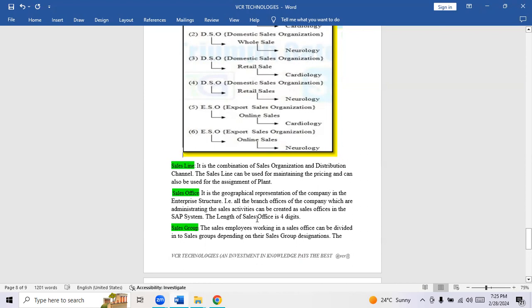Whatever the administrative works are in the company, all those works will be processed in the sales office only. The length of the sales office is 4 digits.